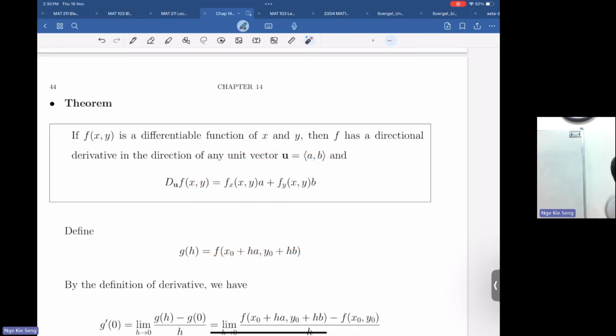So how do we put this number together? It is actually very easy. It is just the x partial derivative times a, the direction you look at in the x direction, plus the y partial derivative times the y direction you look at. That's all. You don't need to go through all that stuff. That's why the x partial derivative and y partial derivative are very important, because you can use these two functions to build out any direction you like.